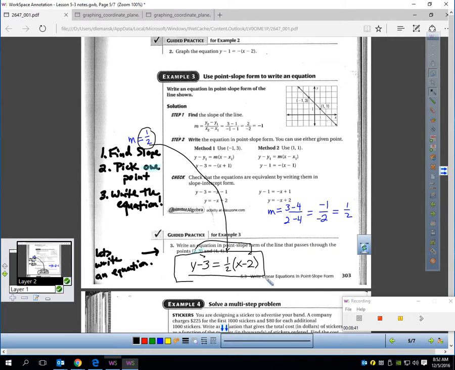Could you have picked the other point? Yes, you could have. So if you picked the other point, you would have had the equation y minus 4 equals 1/2 x minus 4. If you had used the point 4, 4, you would have had the equation I wrote here, and here's the deal, you would have had a correct answer also. Either one of these equations would be a correct answer. Let's keep moving.